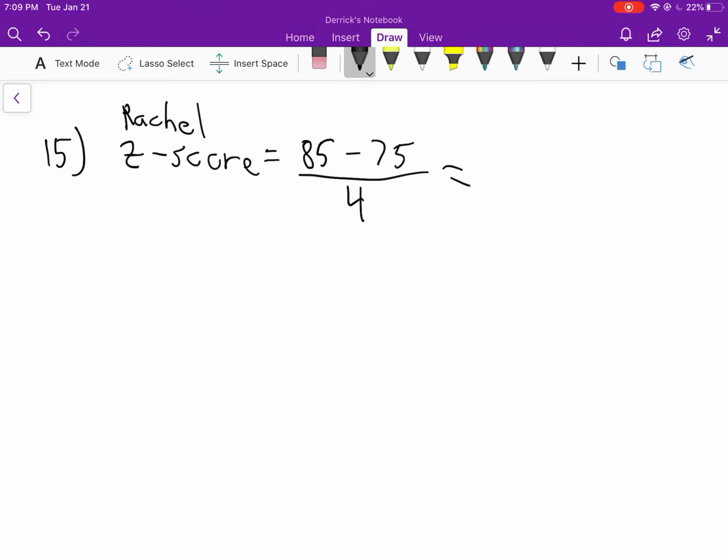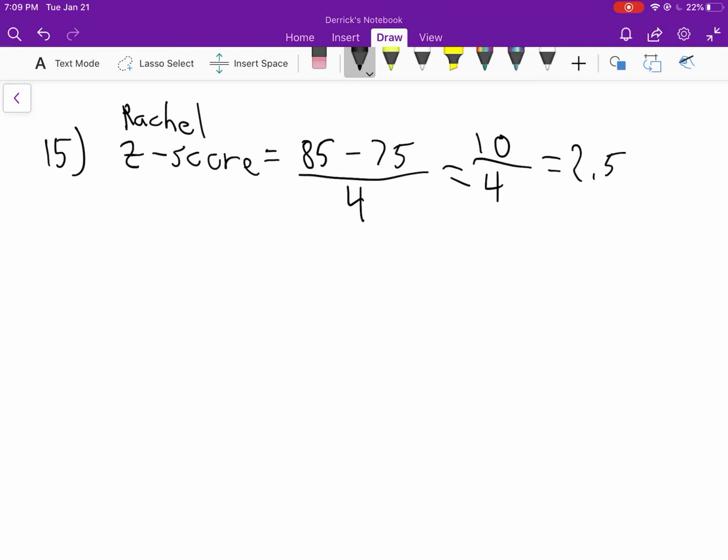So 85 minus 75 is 10. Then you're going to take 10 divided by 4. Your z-score chart goes out to 2 decimal points, to the hundredths decimal point. So my recommendation would be if you have 2 decimal points or more, you should keep those 2 decimal points. Now in this case, it doesn't really matter because 10 divided by 4 just gives you 2.5. So it doesn't really matter because you don't have anything to round, because it's just an exact answer.